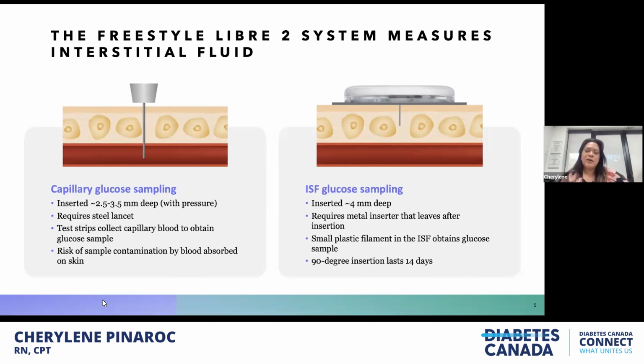With the Freestyle Libre 2 or continuous glucose monitoring, it measures interstitial fluid. The sensors are placed about 4 millimeters deep under the skin. It does need a metal inserter or a needle to place the sensor under the skin. People believe that there's a needle under the skin collecting this information, but it's actually a small plastic filament placed in the interstitial fluid, which obtains the glucose sampling. With the sensors right now, especially the Freestyle Libre 2, it is a 90-degree insertion that lasts 14 days.